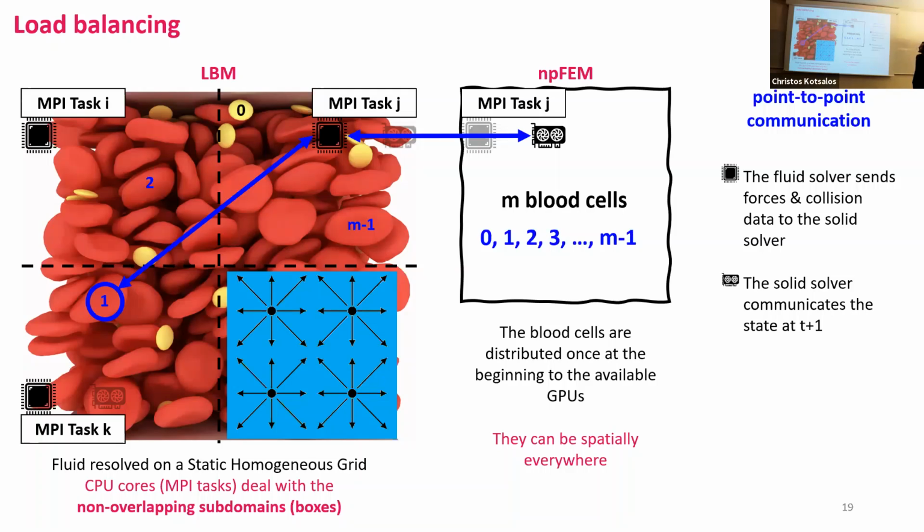And this we are doing using MPI point-to-point communication, where, for example, we have to transfer from the fluid solver forces and collision data, so from MPI task K to MPI task J, and then we need to offload from the CPU to the GPU, do the computations, and when we are done with the solution of the deformations and trajectories, we need to communicate it back through the same stream.